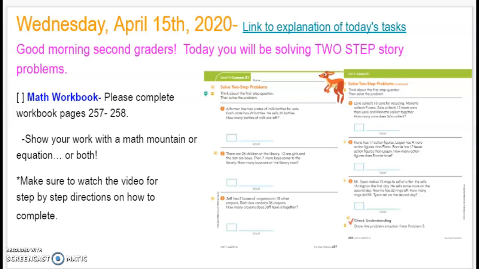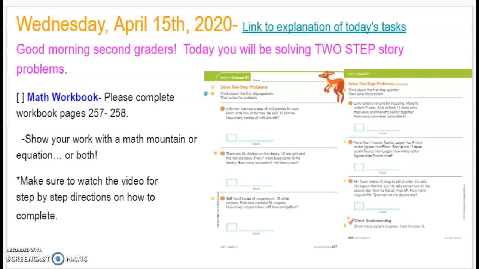Today, you will be solving two-step story problems. With every question, you will have two different math mountains or two different equations in order to solve. If you only have one, that's a red flag that you know it's wrong, because every one of these will have two steps to get you to the answer.